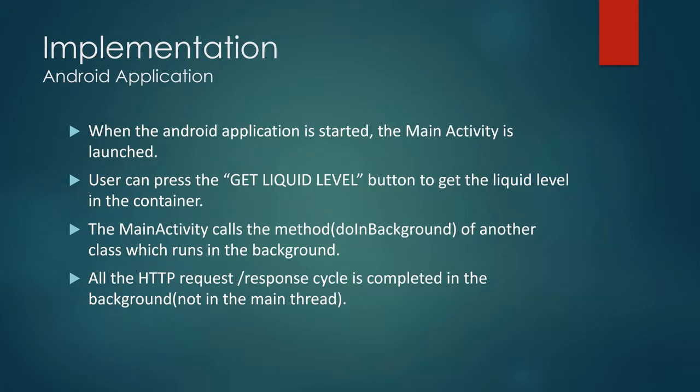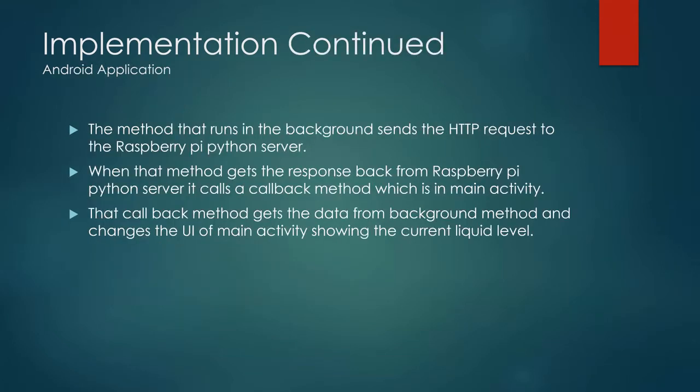When the user launches the main activity, the main UI of the application shows up. To get the liquid level, the user has to press the get liquid level button. After that, the main activity calls the doInBackground method of another class, which runs in the background. All the HTTP request-response cycle is completed in the background. That background method sends the HTTP request to the Raspberry Pi Python server, and when it gets back the response, it calls a callback method of the main activity. That callback method changes the UI of the main activity and the user can see the level of liquid in the container.